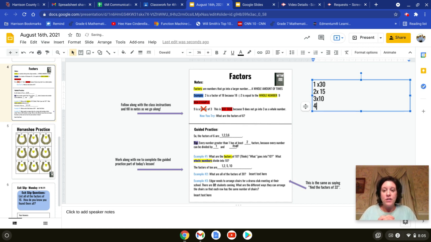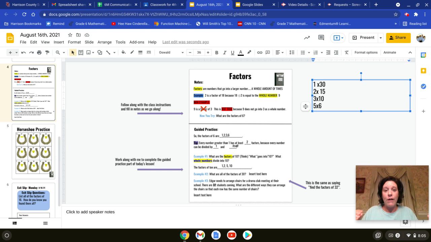So the next number we check is 4. Does 4 times something give me 30? 4 times 7 gives me 28. 4 times 8 gives me 32. So notice we skipped it. So 4 is not a factor of 30. Then we go to 5. Well, 5 and 6. Look what happened to my range. It runs into each other.